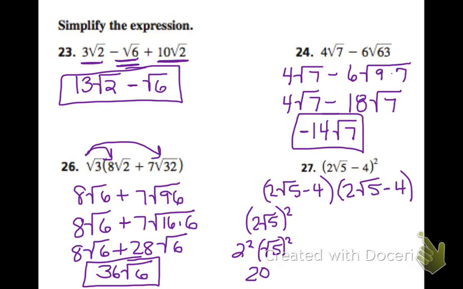That's the first term. The outer term will be a negative 4 times 2, so a negative 8 square root of 5. The inner terms will be a negative 8 square root of 5, and the last term will be positive 16. So we'll have 20 plus 16, which is 36, okay, and then a negative 8 square root of 5 plus a negative 8 square root of 5 will be a negative 16 square root of 5.